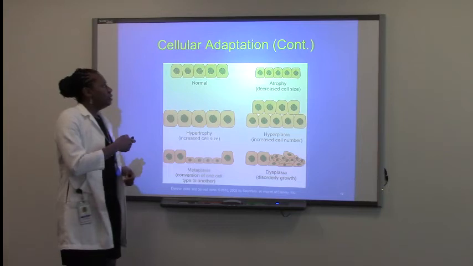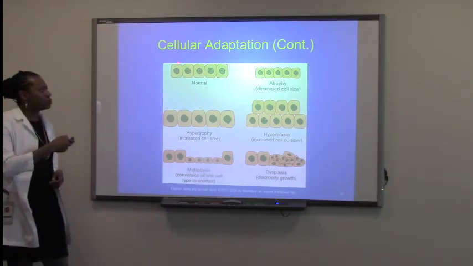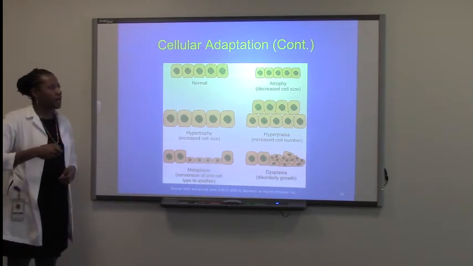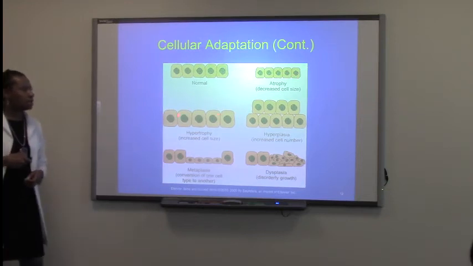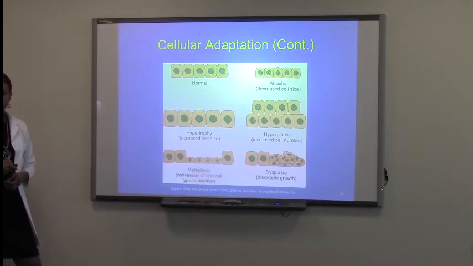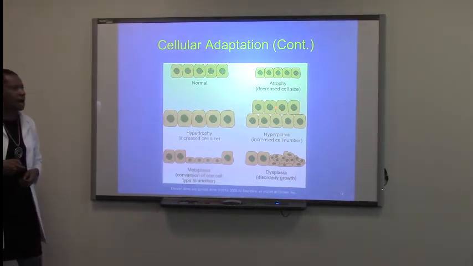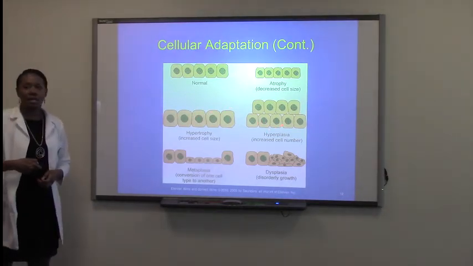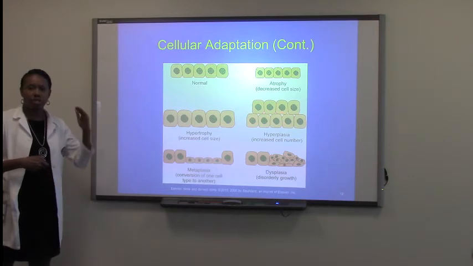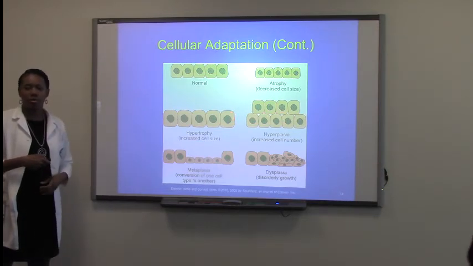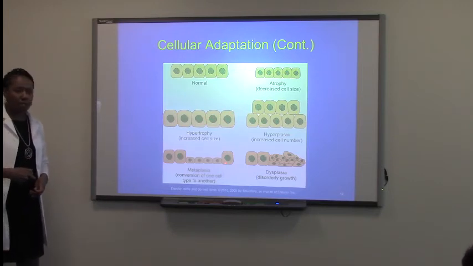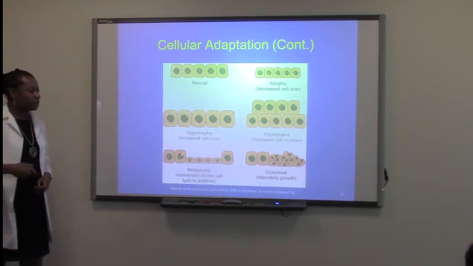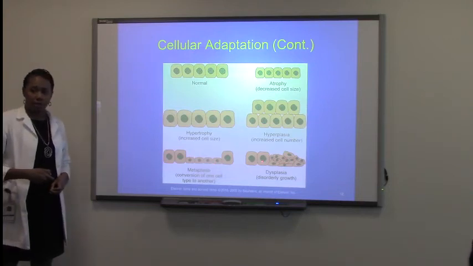Now, normal cell, they're showing you a picture here. Then we have atrophy, which is a decrease in cell size. Another thing we'll talk about is hypertrophy, an increase in cell size. Hyperplasia is an increase in cell number, not size, just the increase in cell number, and that's due to increased mitosis. Then we have what is called metaplasia. Metaplasia is a conversion of one cell type to another. Okay, so one cell type to another.